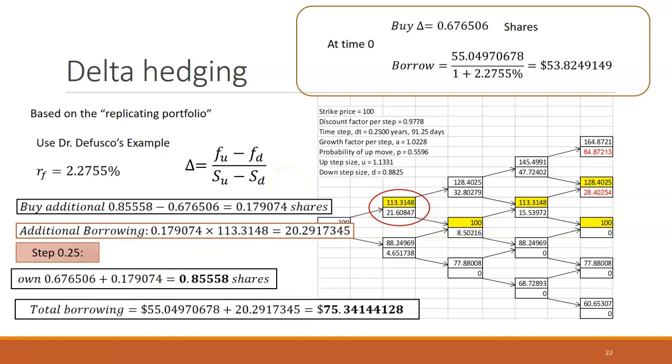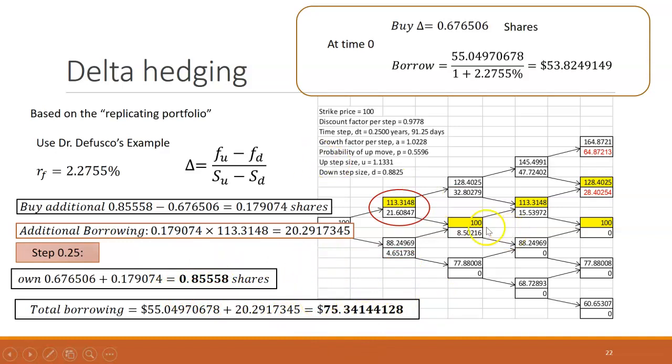I think I have this on the next slide here. I'm going to have to go out and buy that many more shares at a cost of 113.31 per share, so I have to borrow that much additional money. If you take this, it has earned interest, and so what I owe is now 55.04. That's just that borrowing with interest for one quarter, and then I borrow that much additional, so I'll have that much borrowing at the end of this step. So at the end of this step, now I've got this delta and that amount of borrowing.